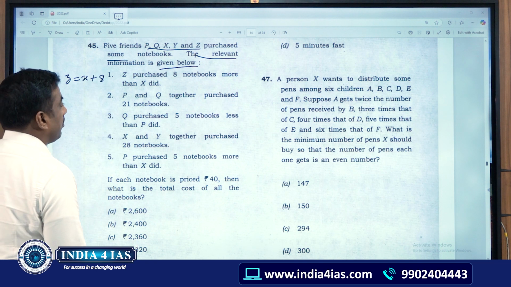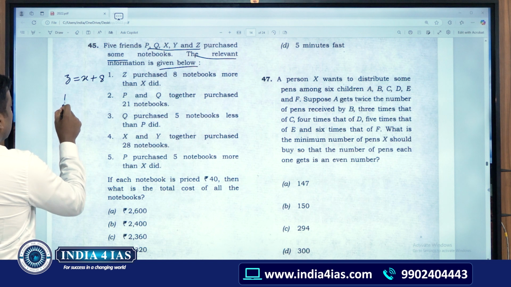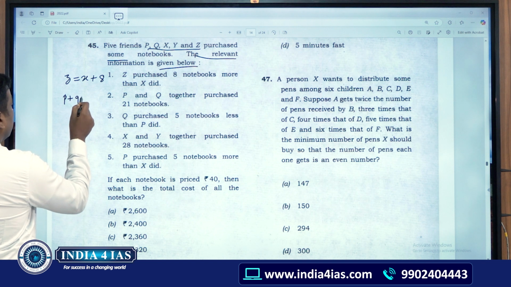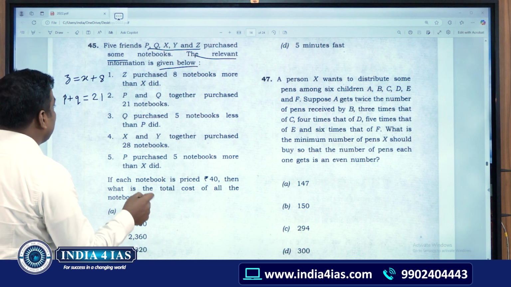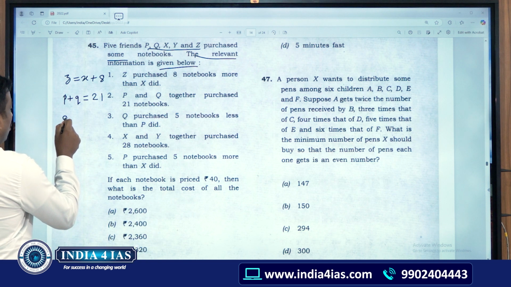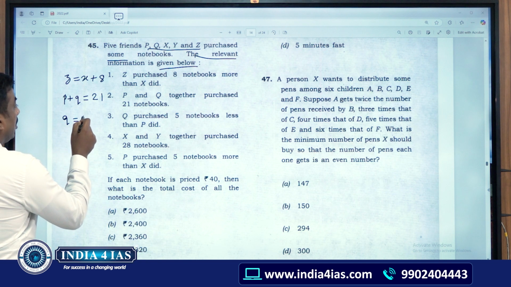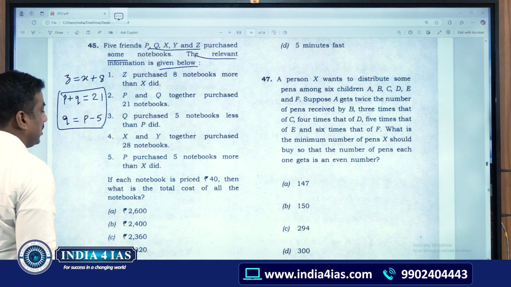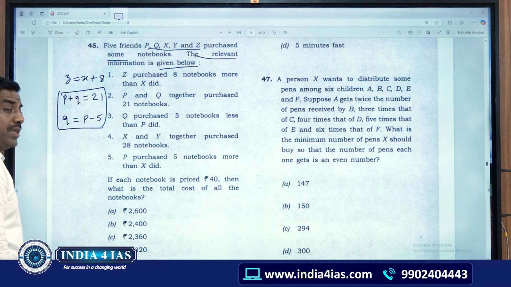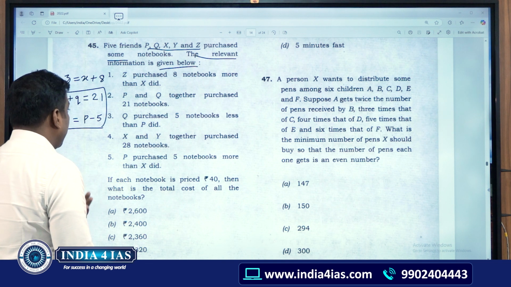P and Q together purchased 21 notebooks. P plus Q is equal to 21. Q purchased 5 notebooks less than P did. So Q is equal to 5 less than P. So here we have two equations in two variables, and there we directly get the relation between P and Q.